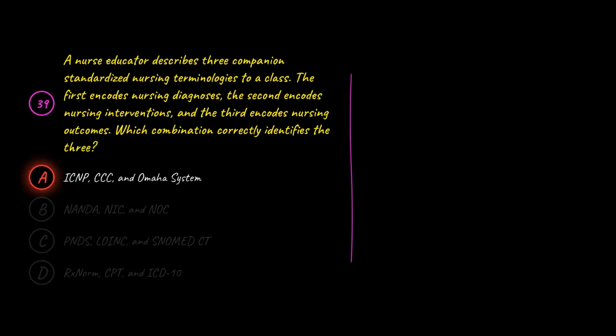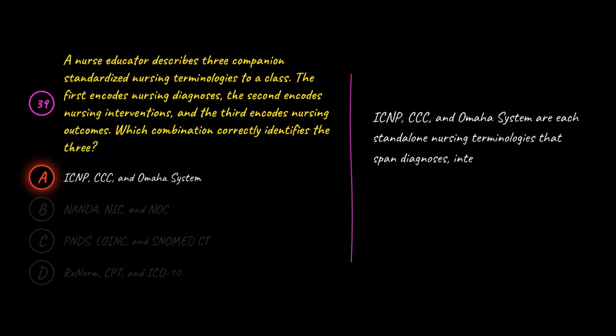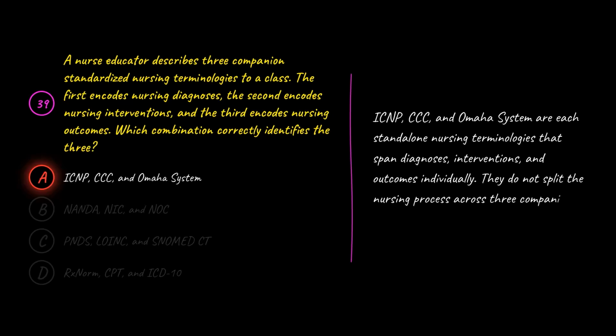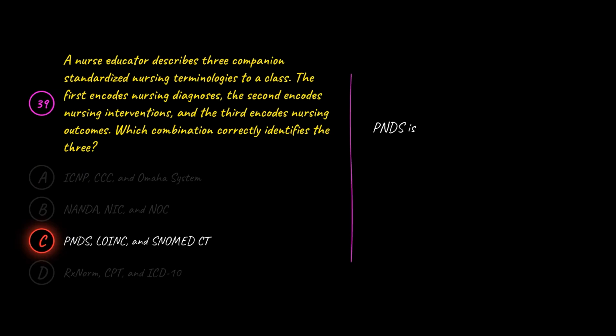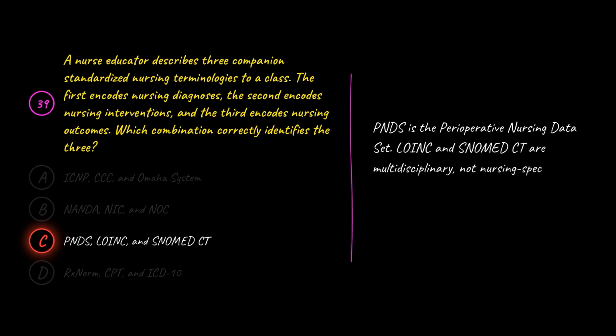A is wrong because ICNP, CCC, and Omaha system are each standalone nursing terminologies that span diagnoses, interventions, and outcomes individually. They do not split the nursing process across 3 companion sets the way NANDA, NIC, and NOC do. C is wrong because PNDS is the perioperative nursing dataset. LOINC and SNOMED CT are multidisciplinary, not nursing specific. The combination does not match the diagnoses, interventions, outcomes split.